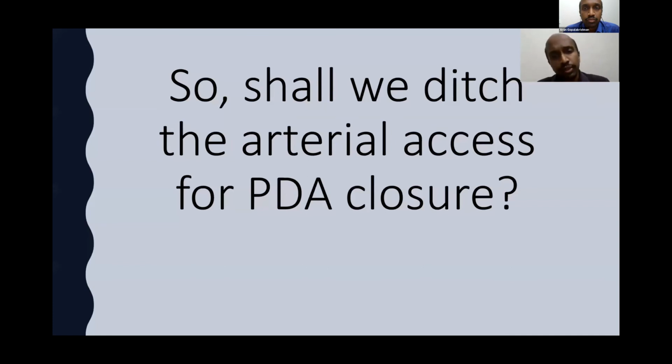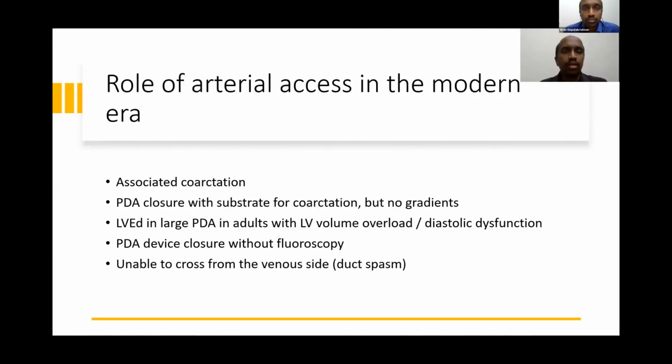So shall we ditch the arterial access for PDA closure? Well, not entirely, because arterial access still is relevant in ducts which are associated with coarctation, and in PDA closure with substrate for coarctation but no gradients at baseline. It is always preferable to assess it through an arterial approach. And assessment of the LV end diastolic pressure is advisable in large ducts in adults with LV volume overload or diastolic dysfunction, which may worsen with the duct closure.